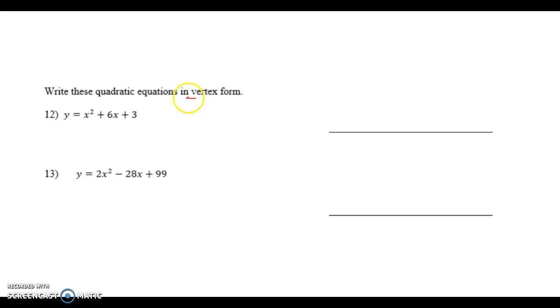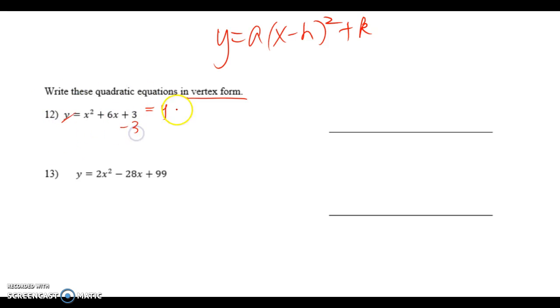Now, write these in vertex form. Folks, this is not solving. This is completing the square. So we want to change it to get it into this form. Right? So I'm going to move the equals y on this side. First thing I do is I subtract the 3 over. And I get x squared plus 6x equals y minus 3. This space is where I add b over 2 squared to both sides. b is 6. 6 over 2 is 3. 3 squared. I add it to both sides.